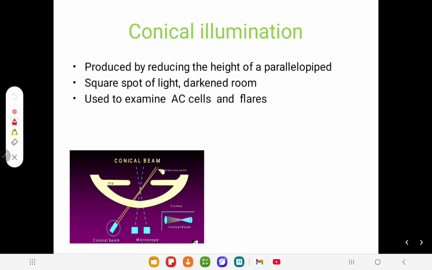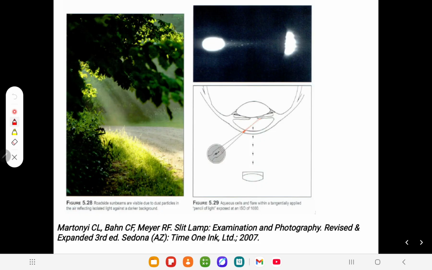So now come to conical illumination. What is conical illumination? Basically it is produced by reducing the height of the parallelepiped. Second is a square spotlight in a dark room to examine AC cells and flares. So whenever this term conical section comes, I always think about AC cells and flares, isn't it? In anterior uveitis, definitely. Try to understand conical section like this.